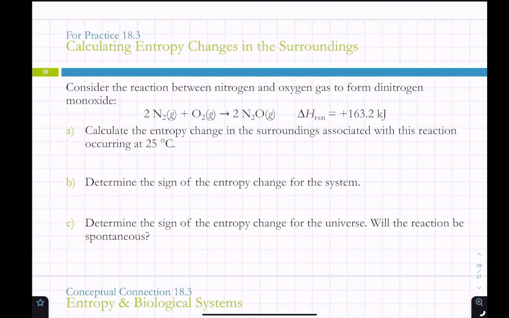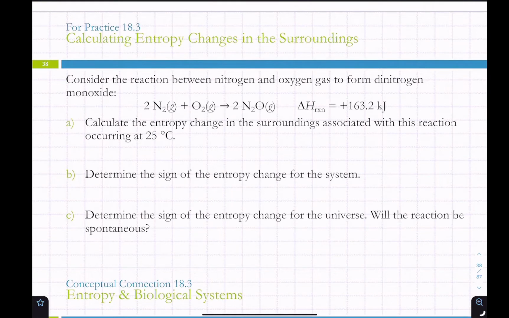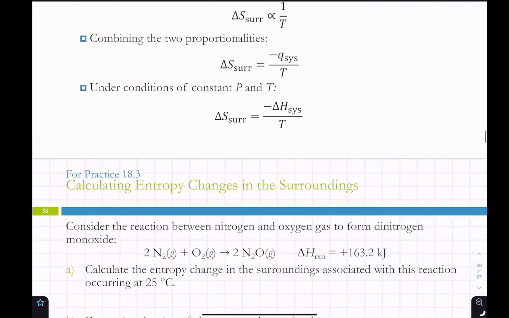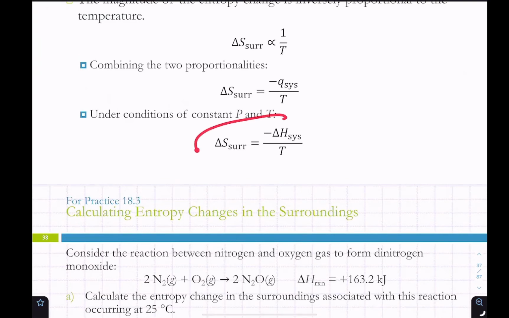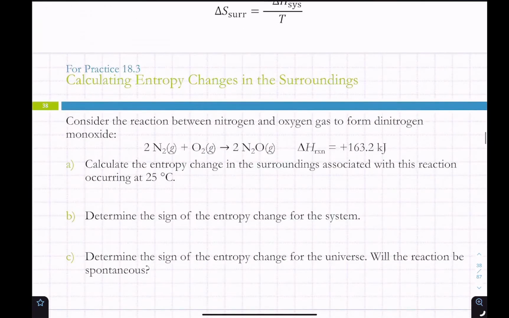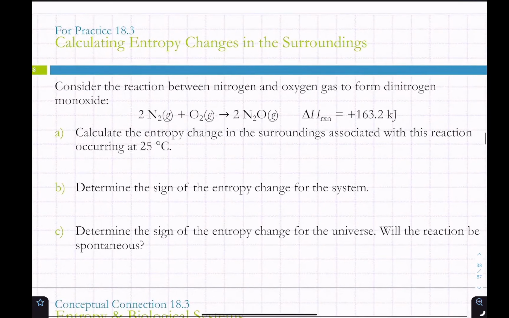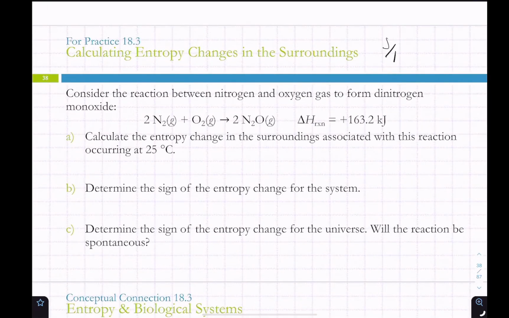Okay, let's put some of this into practice then. So we can calculate the entropy change in the surroundings associated with the reaction, and we're given a temperature here, occurring at 25 degrees C. So we'll use this new equation that we came up with. The change of entropy of the surroundings is equal to the negative change in enthalpy of the system divided by temperature. Remember, temperature here has to be in Kelvin because the units of entropy are joules per Kelvin.